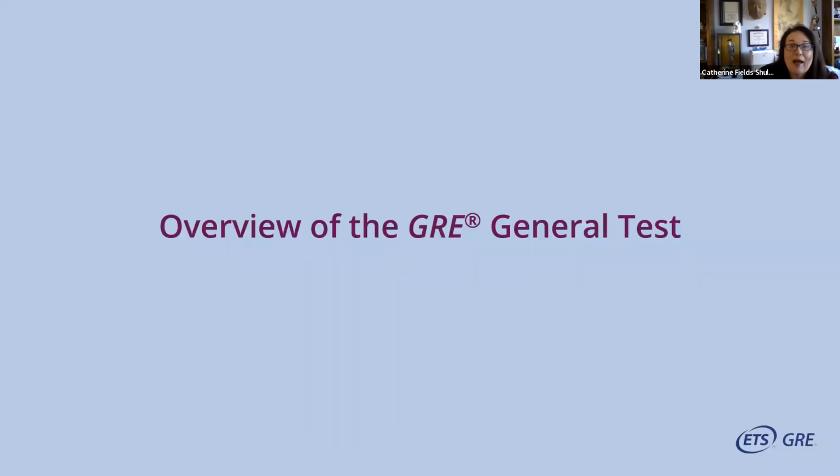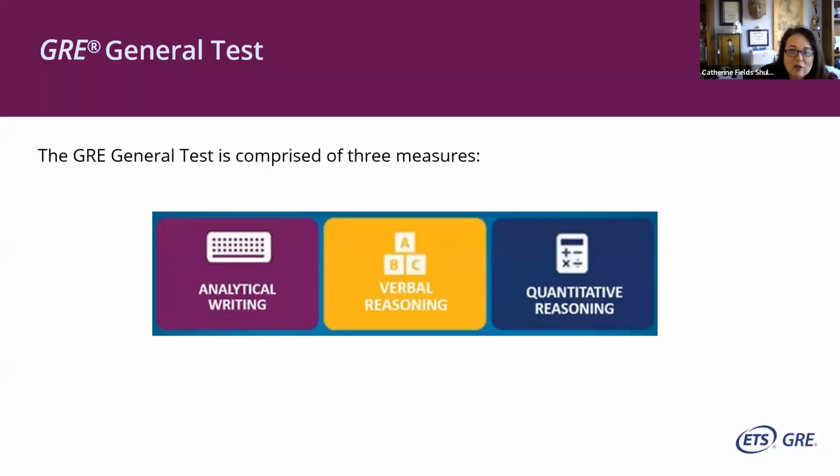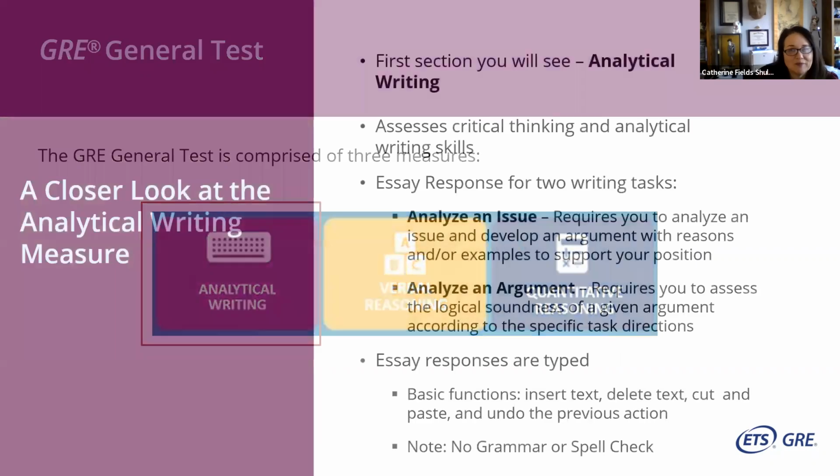All right, so now, without further ado, let's dive into the GRE general test. The GRE has 3 different sections. It has analytical writing, verbal reasoning, and quantitative reasoning. I'm going to cover the analytical writing section, and Dawn is going to cover verbal and quantitative reasoning. So let's take a look at the analytical writing first.